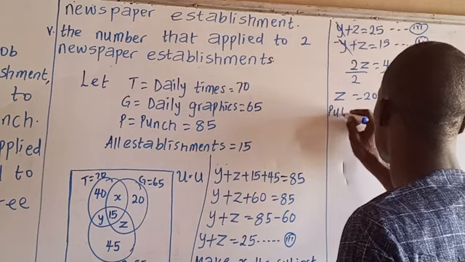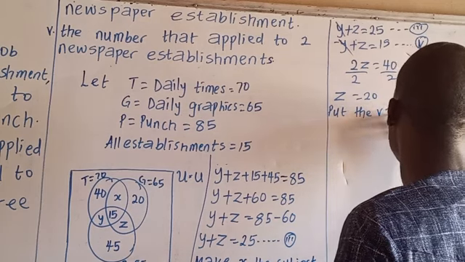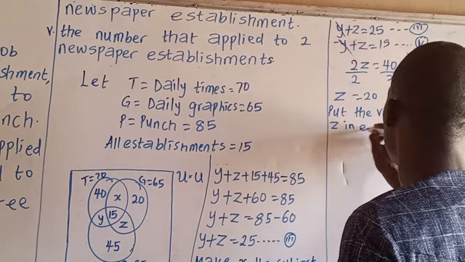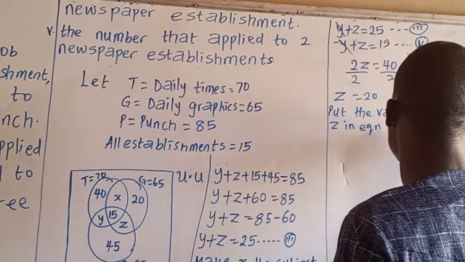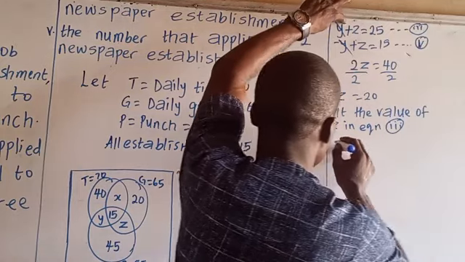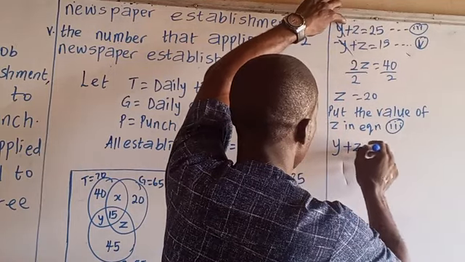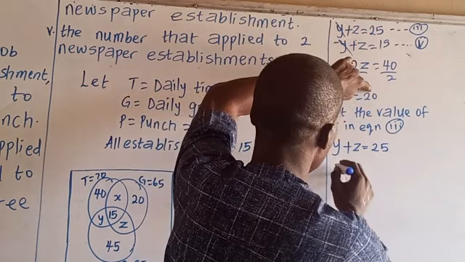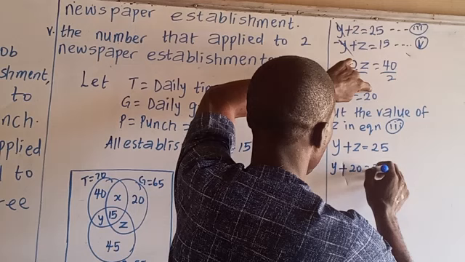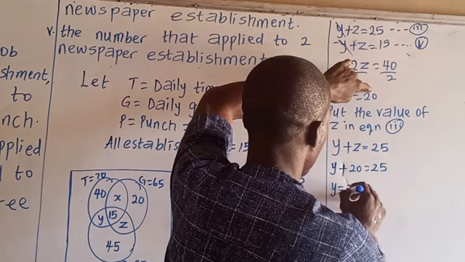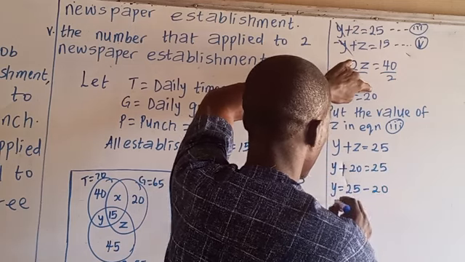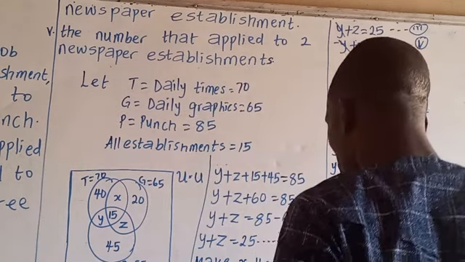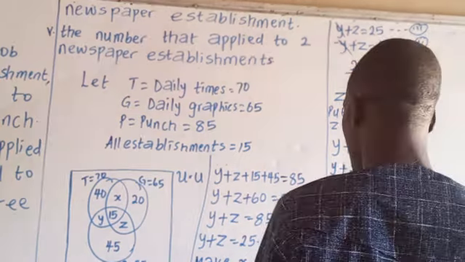So put the value of z in equation 3. Now equation 3 says y plus z equals 25. What did we get for z? We got 20. So y plus 20 equals 25, then y equals 25 minus 20. Our y is 5.